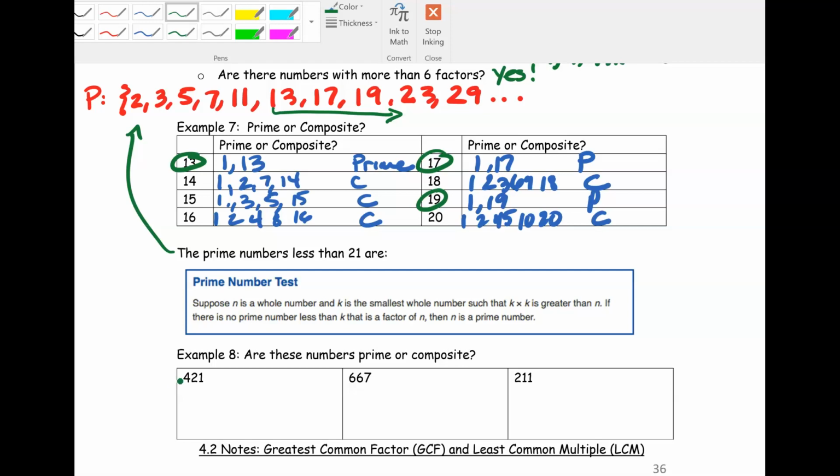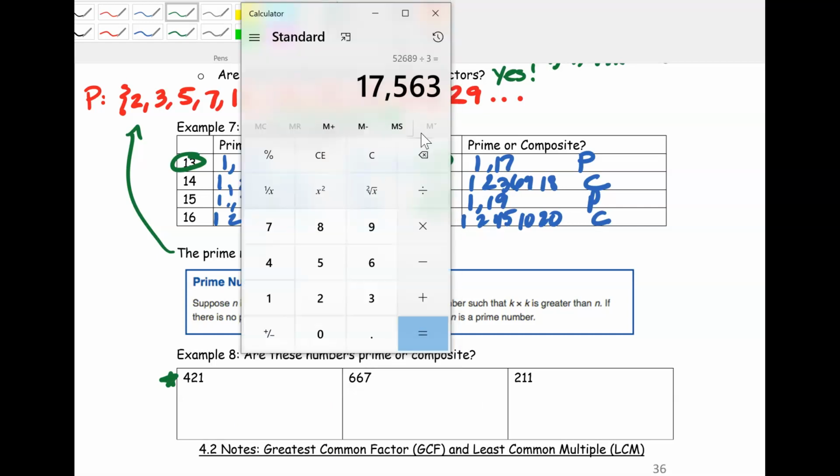Take this example, 421. If I asked you, is 421 prime or composite, and you didn't know a shortcut, what would you do? One option is to take your calculator, and you could take 421 and just start dividing it. So you know it's divisible by 1, but divide it by 2. Okay, it's not divisible by 2. And then you do 421, and then you divide it by 3.